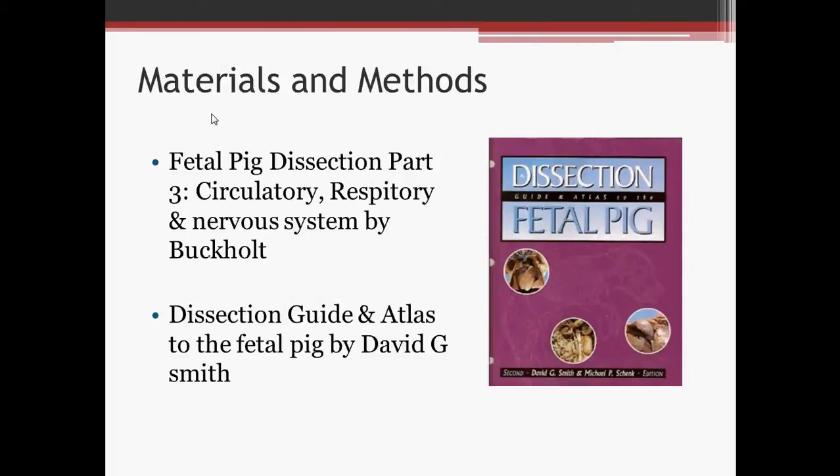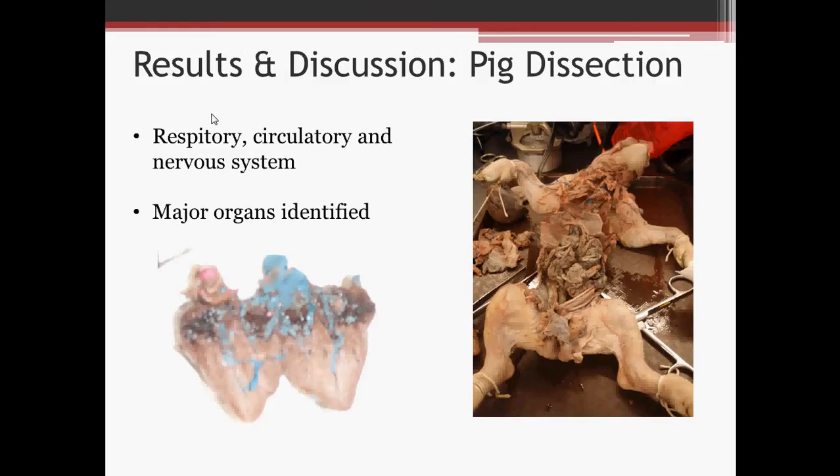The lab was completed according to the lab procedure titled Fetal Pig Dissection Part 3, Circulatory Respiratory Nervous System by Buchholz, along with the Dissection Guide and Atlas to the Fetal Pig by David G. Smith. In the pig dissection, the respiratory, circulatory, and nervous system were observed. Many organs were identified, such as the heart, lungs, and brain of the pig. In the slide, you can see the dissection of the heart.